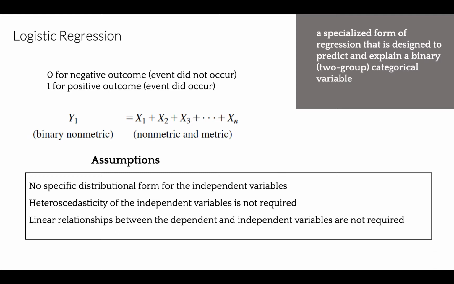An example of typical binary coding is 0 for a negative outcome, when the event did not occur, and 1 for a positive outcome, when the event did occur. Logistic regression may be described as estimating the relationship between a single non-metric binary dependent variable and a set of metric or non-metric independent variables.